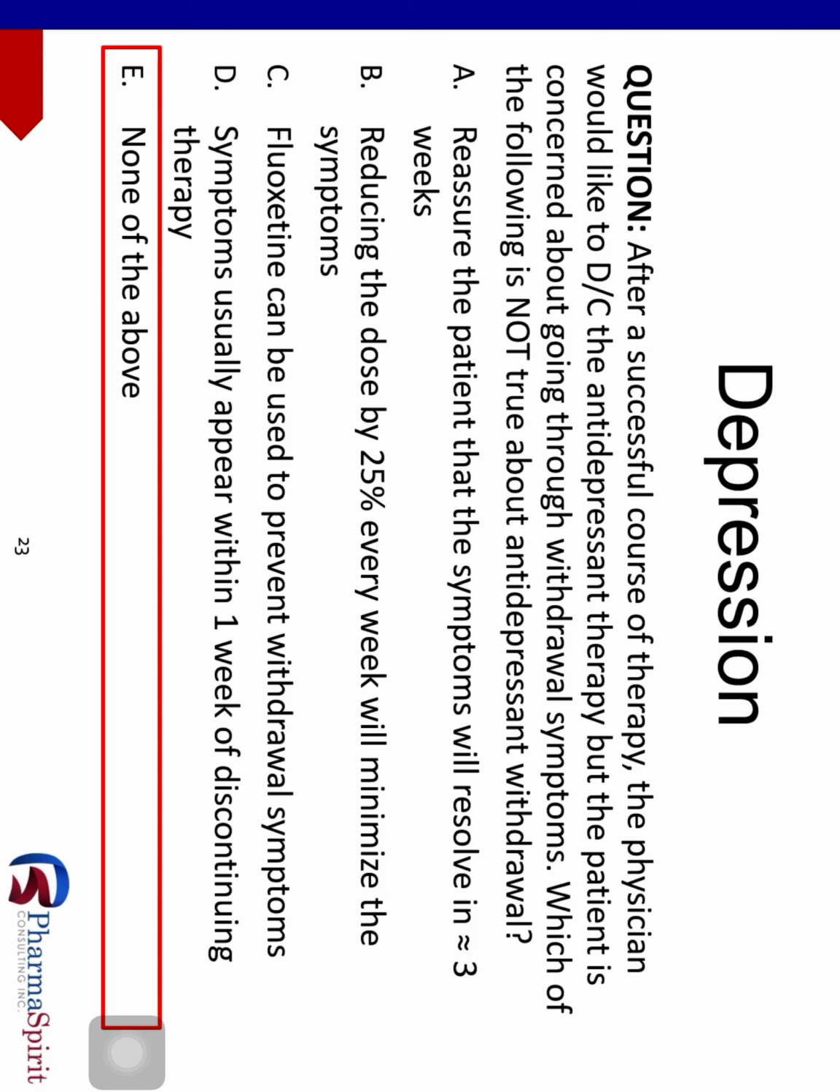For choice B, this is one way to minimize withdrawal by reducing the dose by 25% every week. This is particularly important for paroxetine and for venlafaxine, which are associated with more withdrawal symptoms than any other agent. If symptoms are bothersome during the withdrawal, the dose can be increased, and then we can start to taper the dose but at a slower rate. So instead of 25%, we can go even lower than 25%.